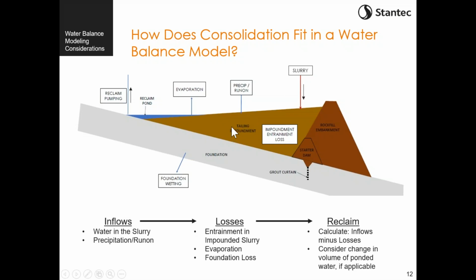I think for now, we should just assume there's no precipitation. In other words, we're going to assume that it's an arid climate, dry climate, with precipitation that is, compared to the amount of water coming in with slurry, very small. And we'll also assume that this foundation wetting loss is 0. So that being said, our only losses are going to be evaporation and entrainment, and our inflow is just going to be water coming in with the slurry. So that's only 3 things that we've got to calculate, and that'll make it a little bit simpler for us. And then we will estimate the amount of available reclaim based on these calculations.